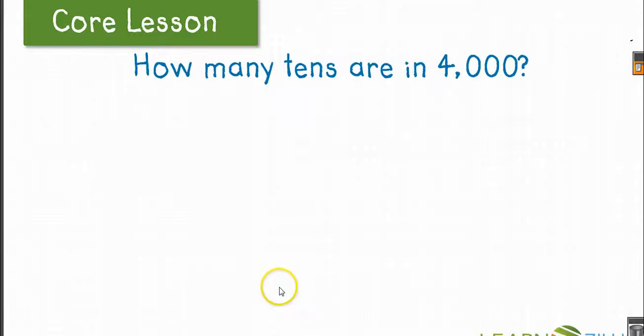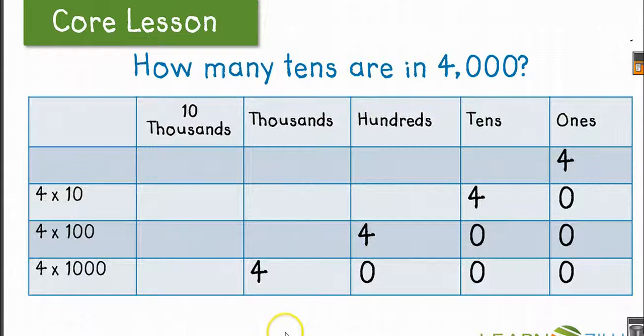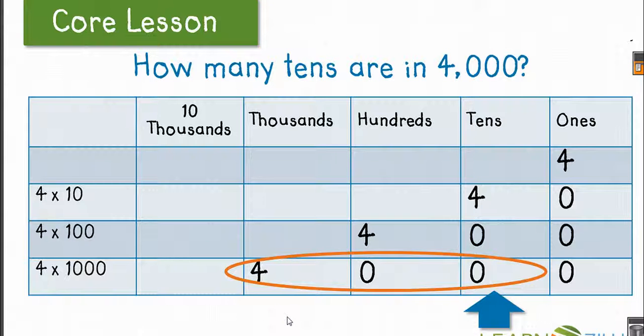Also in the core lesson, how many tens are in the number 4,000? Let's put it in a place value chart. We're going to figure out how many tens are in 4,000. So find the tens place right there. Very good. We need to see how many tens it takes to make this number 4,000 down here at the bottom.